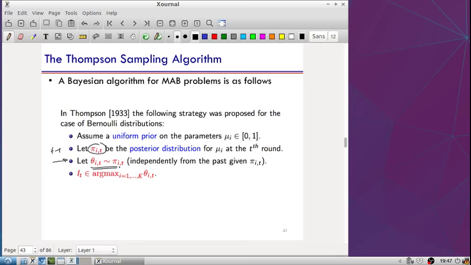Posterior distribution, but we know that I am assuming mean rewards are between 0 comma 1, so it's a distribution between 0 comma 1. I sample a number, it's going to be a number between 0 comma 1. I get one number per arm, so I get k numbers. Just play the arm which has the highest realized number. That's the algorithm.